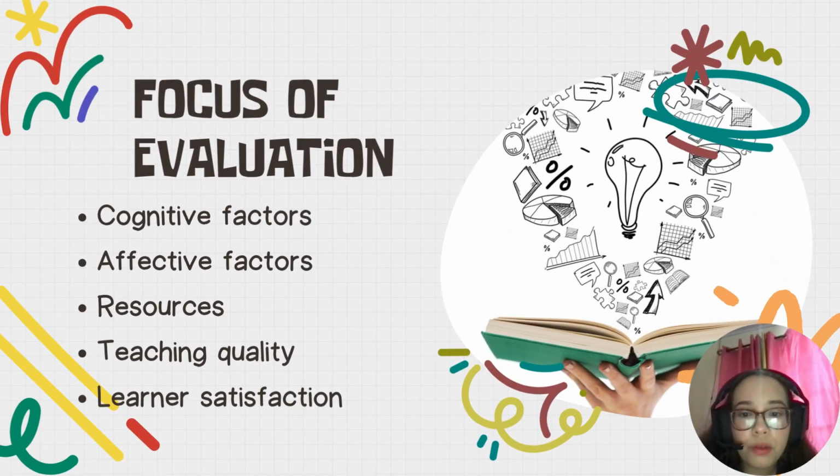Focus of evaluation. The text states that evaluation can focus on different kinds of factors. One type is the cognitive factors, which are related to learning, teaching, and knowledge. For example, evaluators may look at how much students learned or if the course improved their performance. Another type is affective factors, which involve feelings, attitude, and satisfaction.